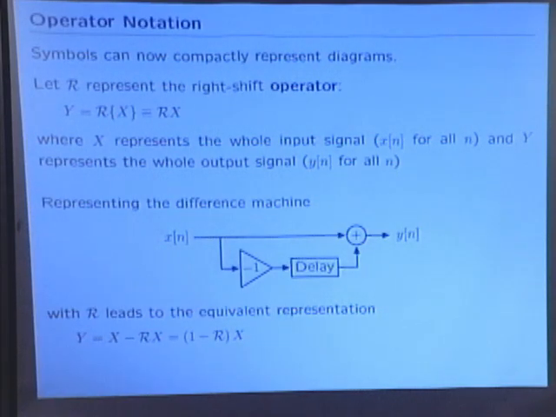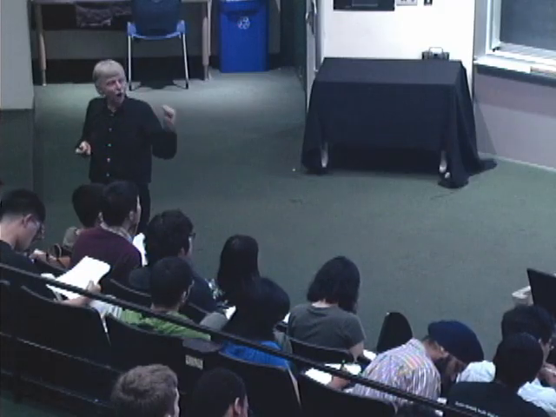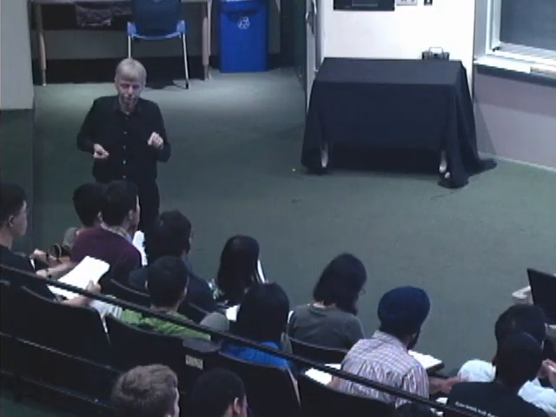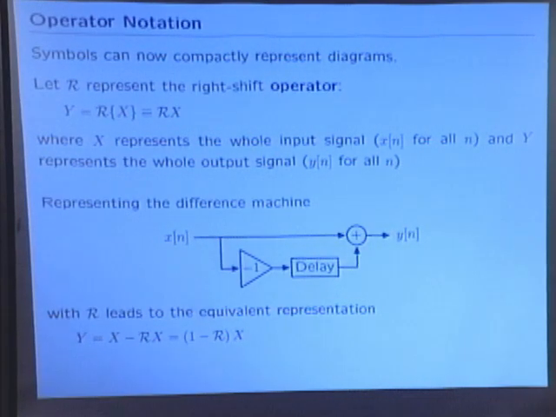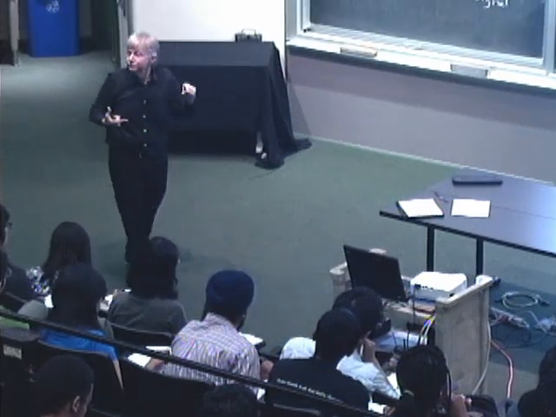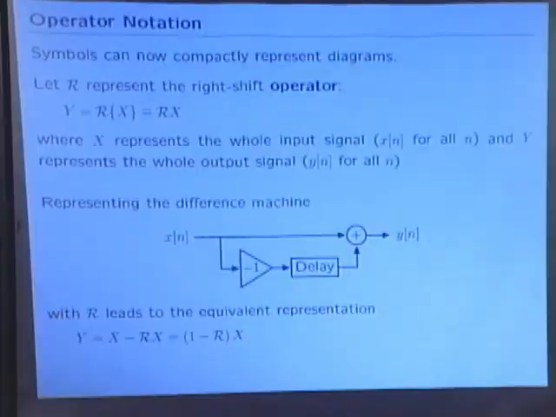We will say there's an operator R, the right shift operator, that operates on signals. So if X is the whole input signal, not the nth sample, the whole thing, we can operate on it by the R operator. We can apply R to the signal X and generate a whole new signal, which I'll call Y, which will be a shifted version of the X signal. Okay, you all got that?